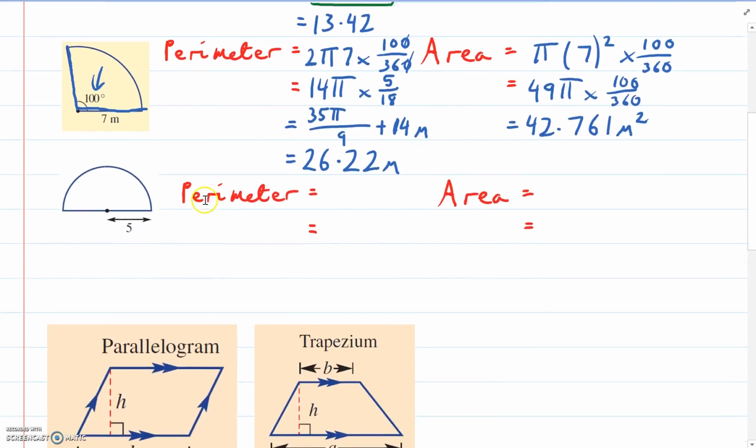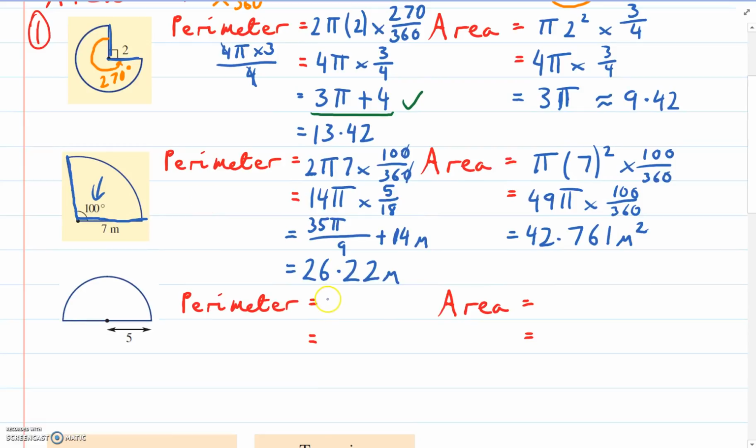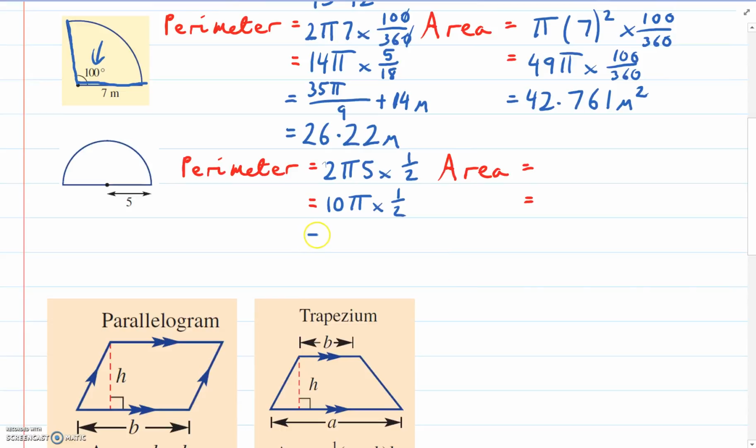I'll quickly write out this one. So this would be 2 pi 5 times a half. We have half a circle. So that's the same as 10 pi times a half. Timesing by a half is the same as dividing by 2. So that's the same as 5 pi plus 10, which is our full length along there. So don't ever forget that straight line that crops up.